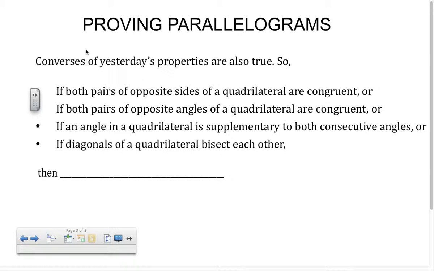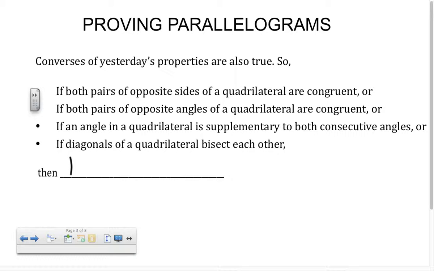So today's lesson, flipping all of those properties around, what we're looking at is if this property exists within a quadrilateral, then the quadrilateral is a parallelogram. Okay, that's basically it. So all of these statements, all of these ifs on the screen have the same then, which you just identified.